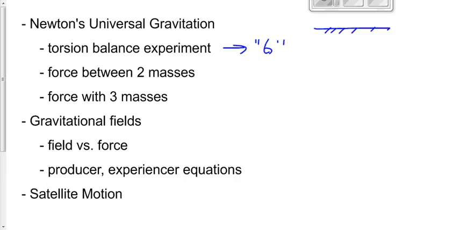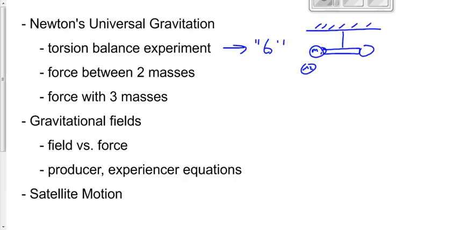You've got a string hanging from a ceiling. On either end of the string is a mass. On one end, we'll call it mass 1. We bring another mass 2 nearby. There's going to be a force of attraction. We measure the force by how much the string twists. We measure the distance that separates them. We measure the values of the masses.